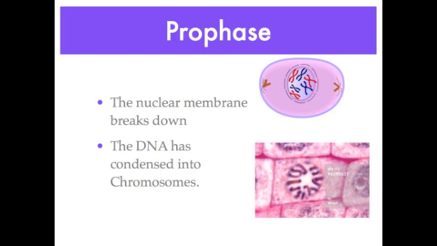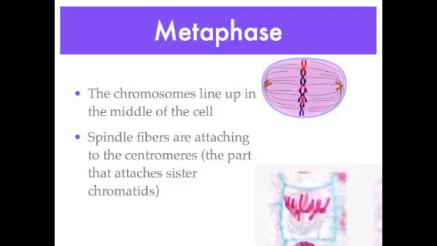After everything has condensed, we've got all of our chromosomes there, the nuclear membrane totally breaks down, and we actually go into metaphase. Meta means middle. So when you think meta, okay, metaphase is where everything lines up in the middle. All of the chromosomes are lining up in the middle of the cell.